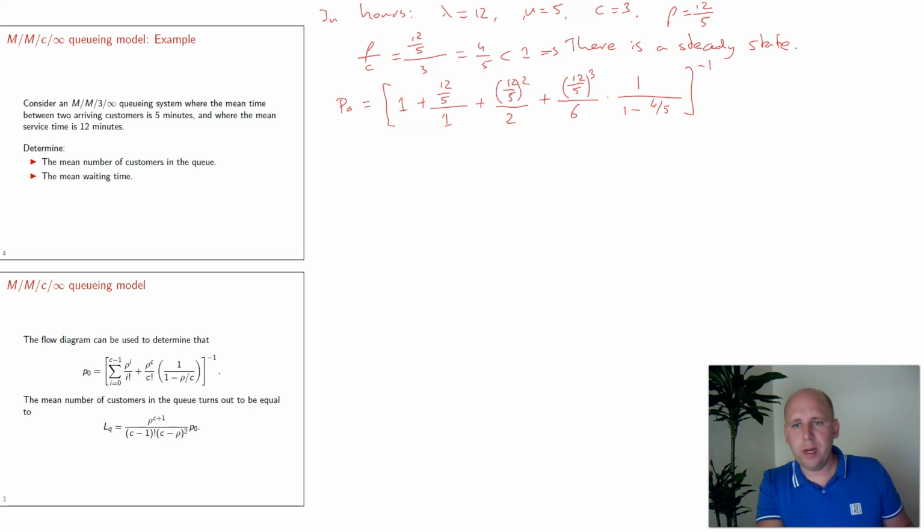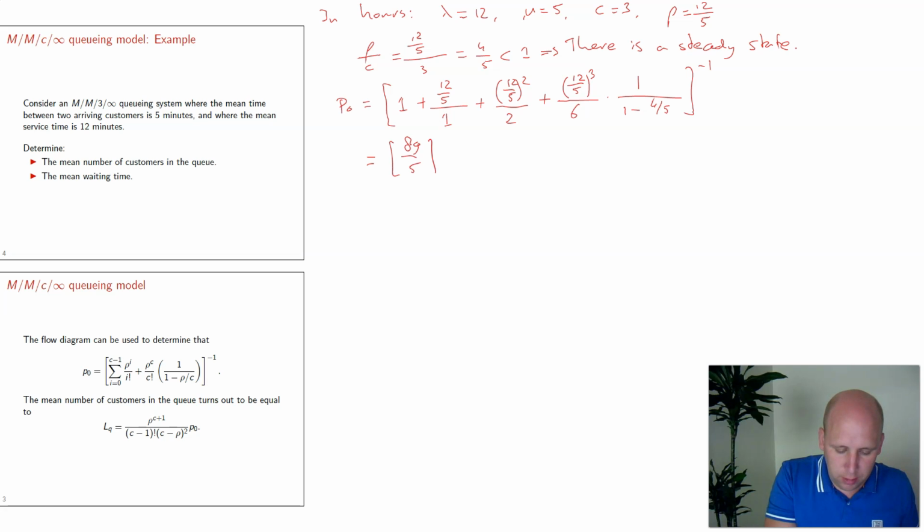The number within brackets should be larger than 1, because otherwise the probability P0 will not be smaller than 1. If we calculate it, we will find that it is equal to 89 divided by 5, and that raised to the power minus 1. And that's indeed a number in between 0 and 1. So this is the probability that there are no customers in the system at an arbitrary moment in time. And then the second formula can now be used to calculate LQ.